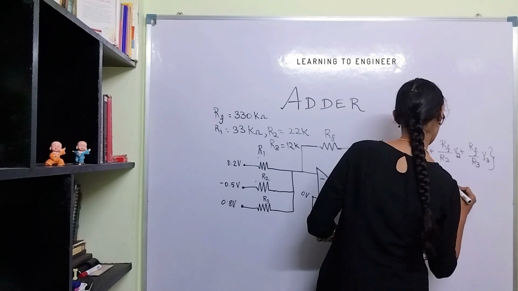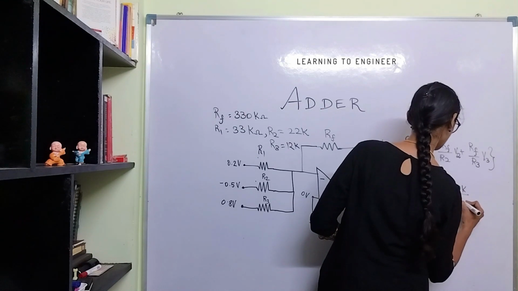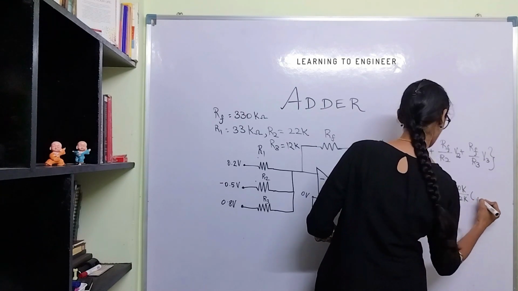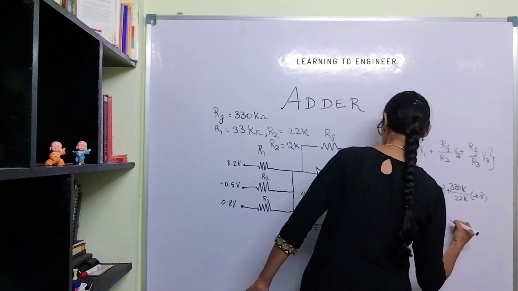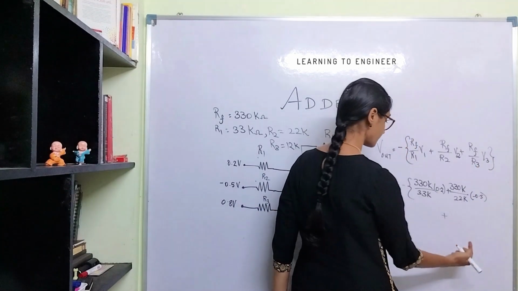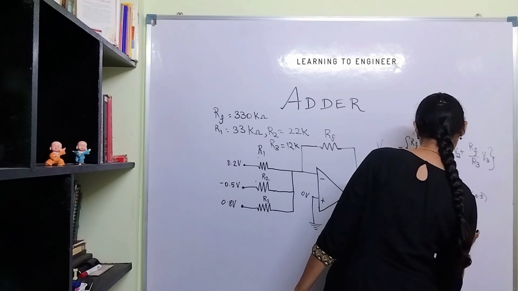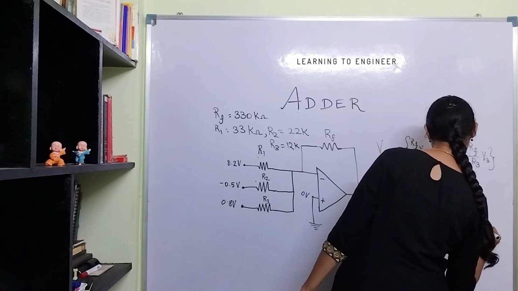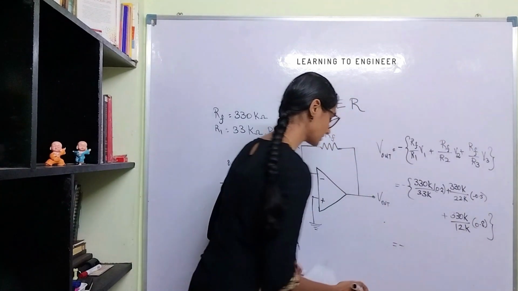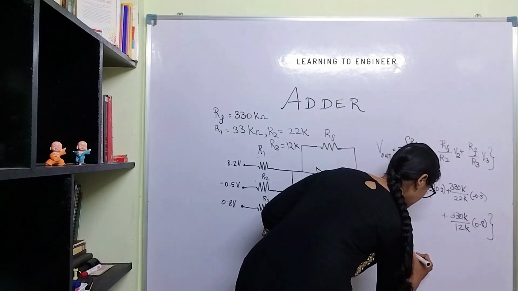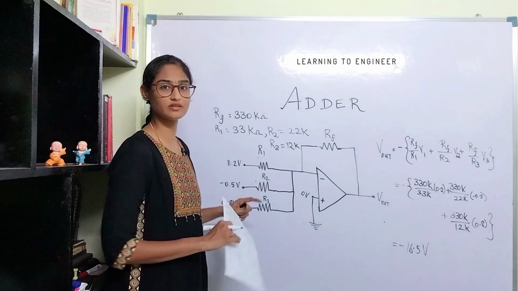plus 330k divided by 22k into minus 0.5. Please note that this is a negative voltage. So what is the third term? I am just writing the third term below, plus 330k divided by 12k into 0.8 volt. So if we substitute, we will get the answer as minus 16.5 volt. This is just a basic problem.